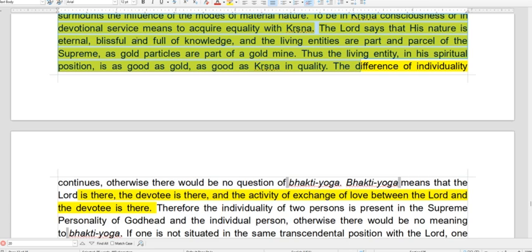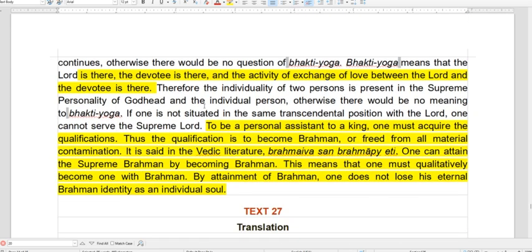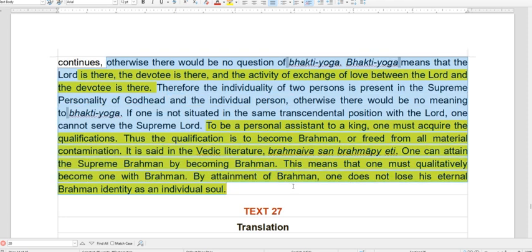The difference of individuality continues. Otherwise, there would be no question of bhakti yoga. Bhakti yoga means that the Lord is there, the devotee is there, and the activity of exchange of love between the Lord and the devotee is there. Therefore, the individuality is present in the Supreme Personality of Godhead and the individual person. Otherwise, there would be no meaning to bhakti yoga. If one is not situated in the same transcendental position with the Lord, one cannot serve the Supreme Lord.